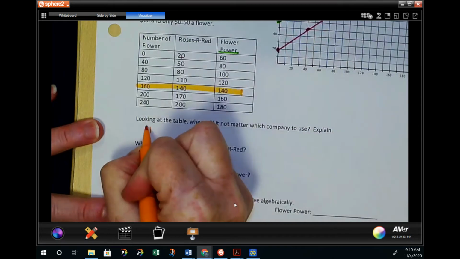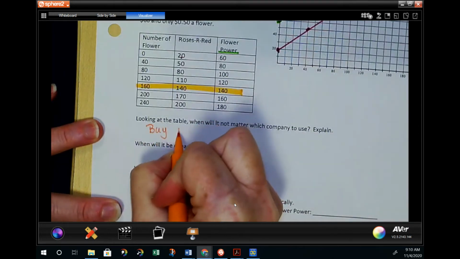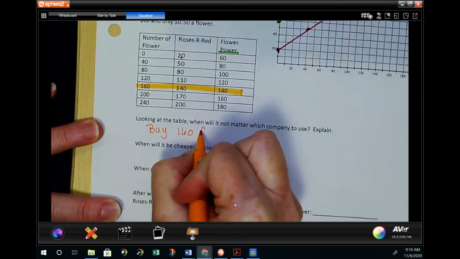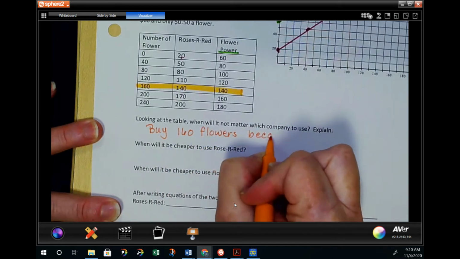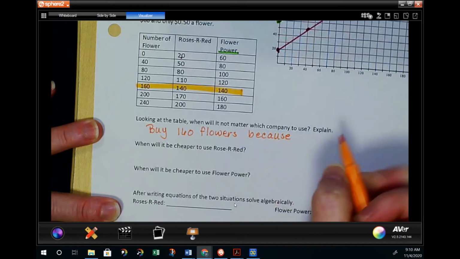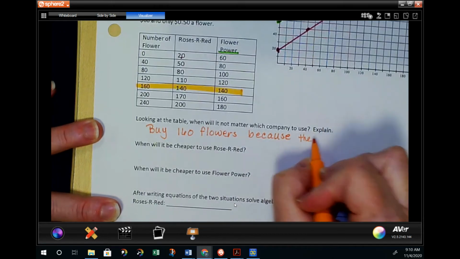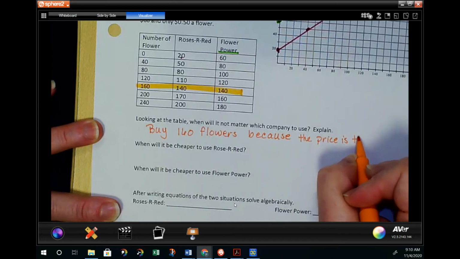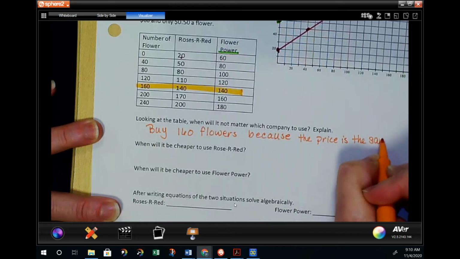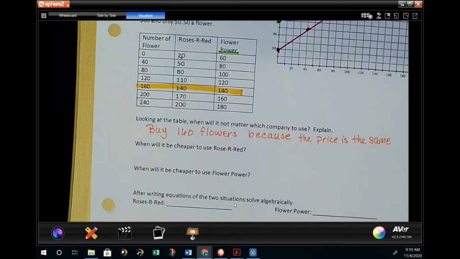So when you buy 160 flowers, because the price is the same. All right, so that's the reason why.